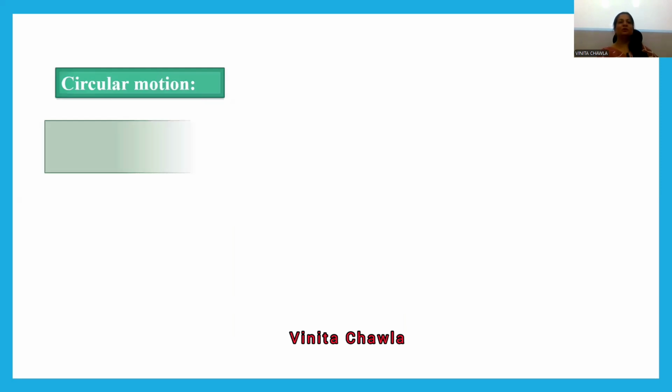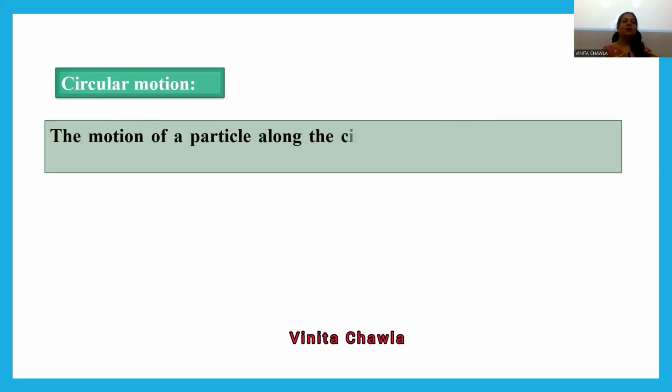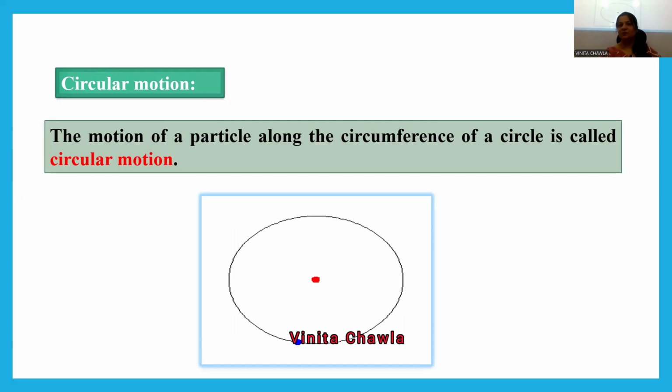And circular motion. See, if the object moves in a circle along the circumference of the circle, it is called circular motion. Clear? You can write the definitions in your notebook. Please write the topics we are doing. Karo, likho. Yes, keywords. Okay? The motion of a particle along the circumference of the circle. Okay? Along the circumference of the circle is called circular motion.